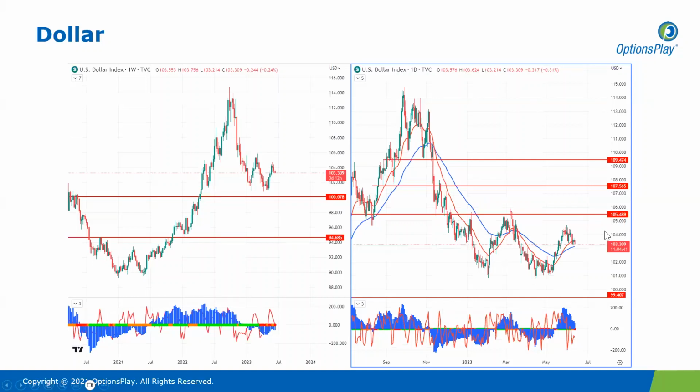Moving on to the US dollar. So the US dollar, with lower inflation and therefore the Fed potentially taking a more dovish stance, is most likely going to decline a bit further here over the next couple of days. So, we have major support at 101 on the daily time frame.